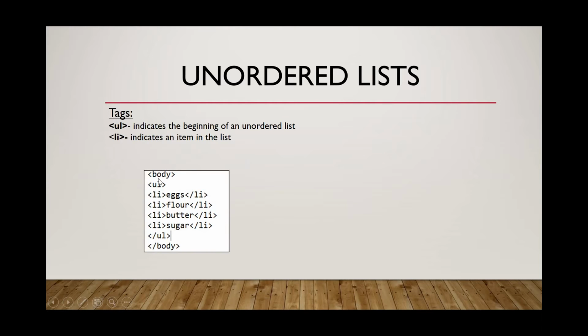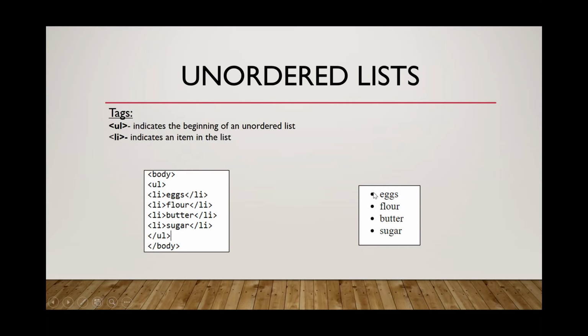So if we look at an example here, we have the UL tag at the top, then each item in our list is going to have an opening and a closing LI tag. So we have eggs, flour, butter, sugar, and then the closing tag at the end. Now if you look at the result, we can see we have bullet points separating each of the items in our list, which makes it better than trying to use line breaks to separate these and then making our own little symbol at the beginning. It makes it nicely formatted.